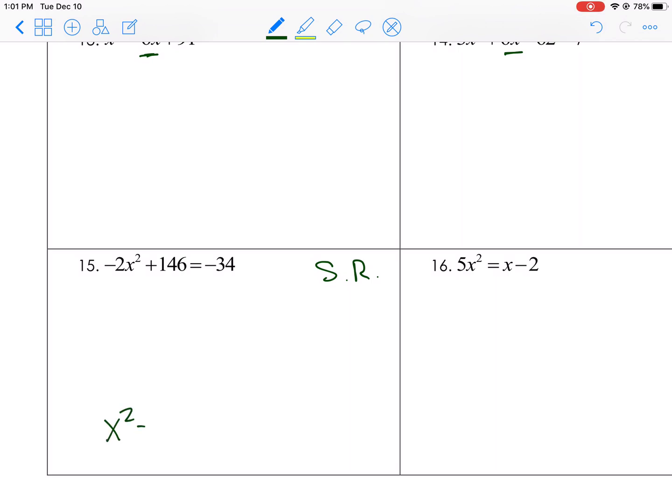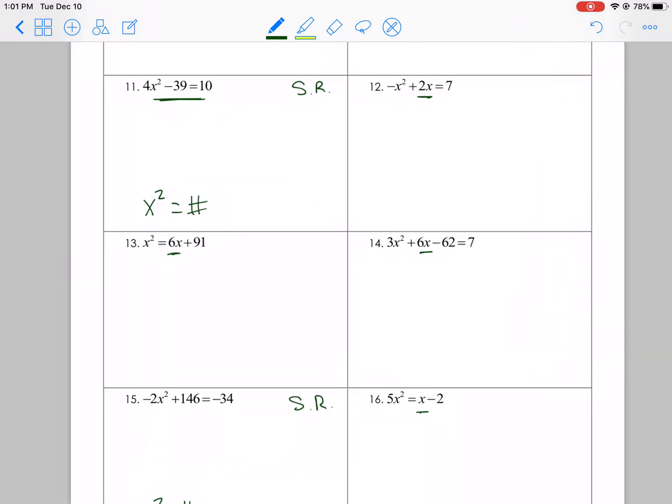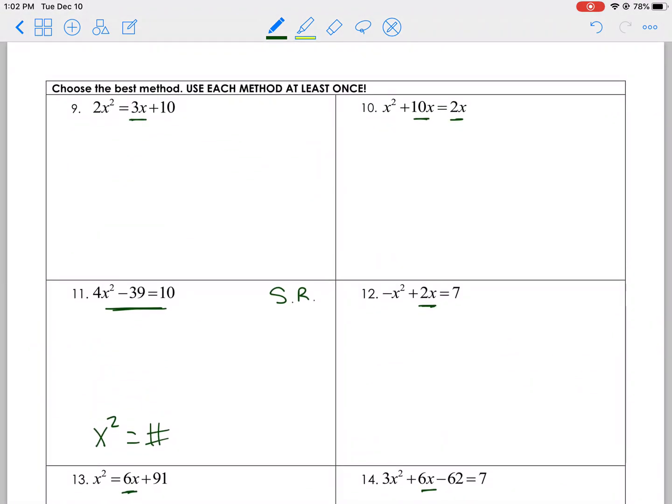We want it to be x squared equals number, take square root of both sides and we're set. And a linear term on that one. The next thing I would look for, so you know you can solve 11 and 15 using the square root method. The next method I would check for is factoring if possible.